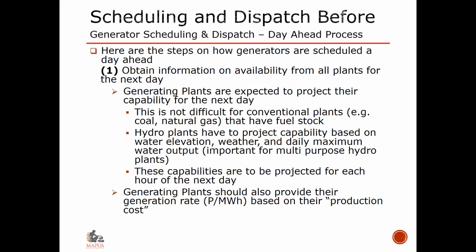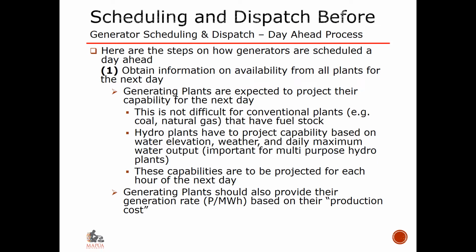However, it's more difficult for hydro plants to project their capability tomorrow because they have to estimate the level of water if it's a stock dam. They have to anticipate weather and daily maximum water output. Particularly, that is very important for multipurpose hydro plants, which, aside from providing generation output, also have to ensure that they don't produce that much, because if they produce a lot of power, it means they have to release a lot of water.